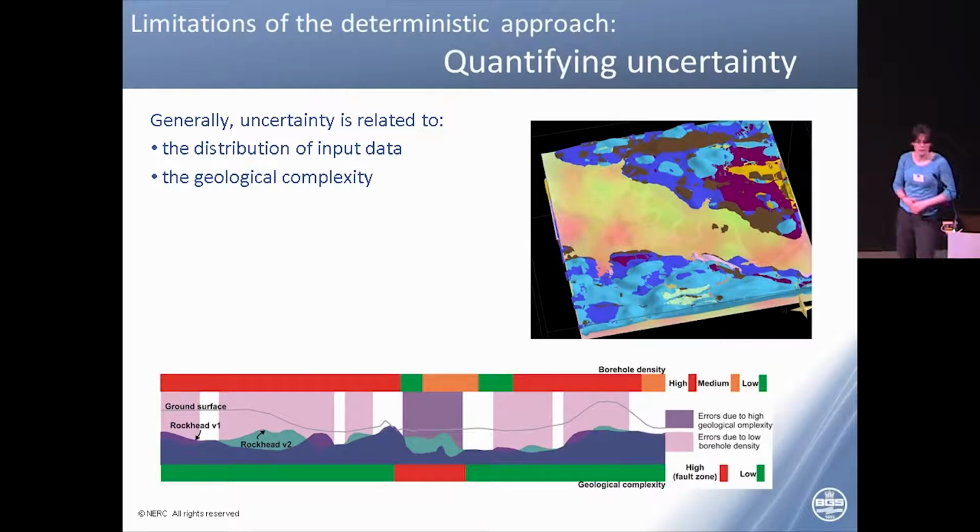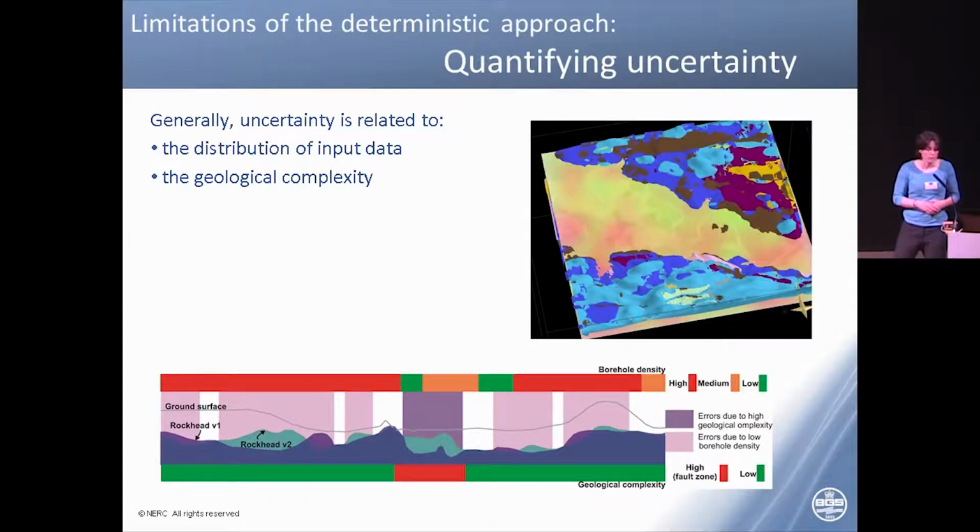And the final one is an important limitation or weakness, but we're working on it, which is how to quantify uncertainty. How do we know how good our model is at actually representing the ground surface, the subsurface environment? We can talk about it in general terms fairly easily because we know that the accuracy of our model is to a certain extent related to how much data we have.